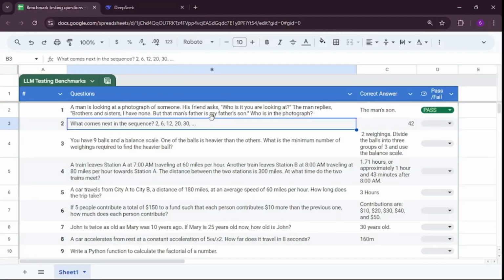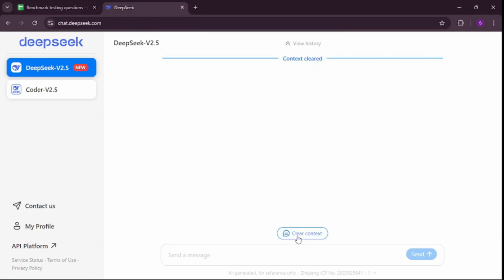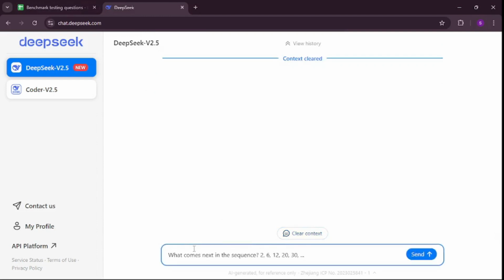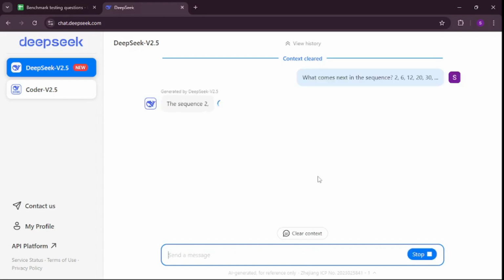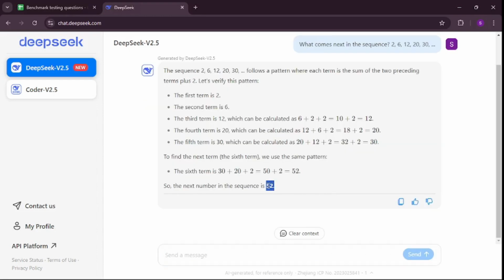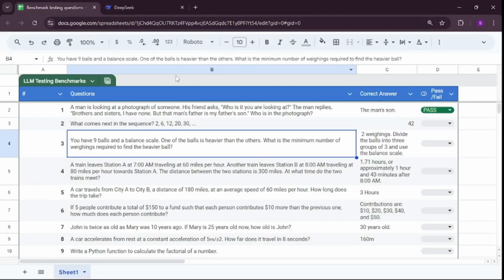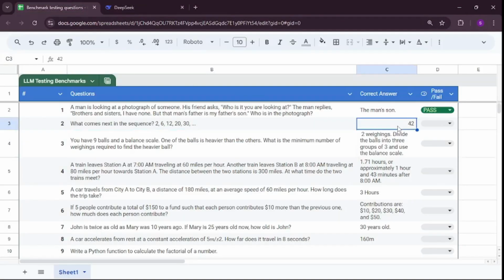The next question is going to be a series sequence question. This is quite a simple question. Let's copy this, go back here, clear the context, and paste it. There's a series sequence, and we need to find the next number in the series. Let's send. There you go, the answer is 52, but if we go back to our benchmarks, the answer should be 42, which means that this one is a bummer and a fail.